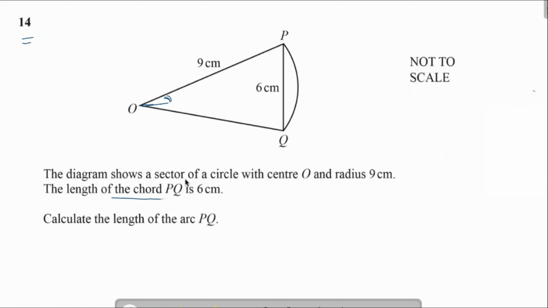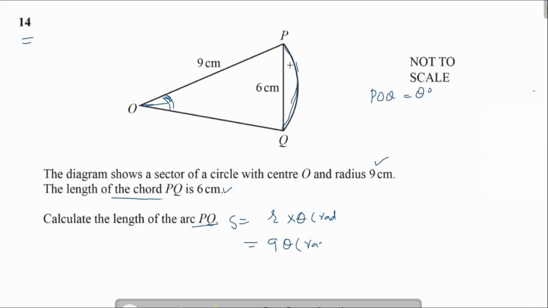Question number 14. The diagram shows the sector of a circle with center O and radius 9 centimeters. The length of the chord PQ is 6 centimeters. Calculate the arc length PQ. This is the arc length PQ we have to find. Now the arc length PQ will be equal to R theta. S equals R theta, theta in radians. Now you see here the R is 9 centimeters, so 9 theta. Now we calculate theta. This is the angle theta, that is equal to POQ. Now we write it, POQ is equal to theta degrees.